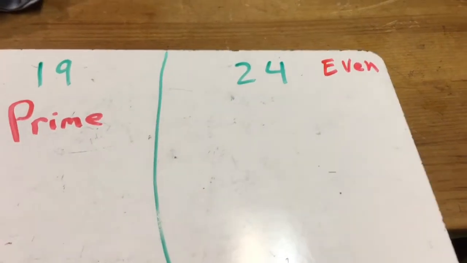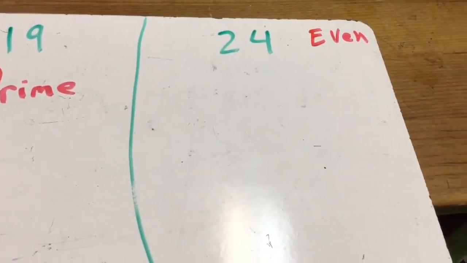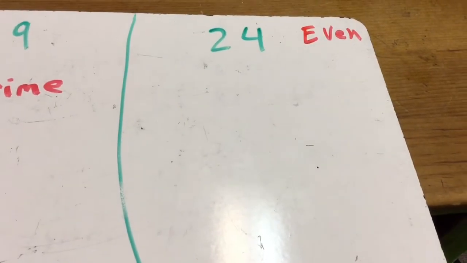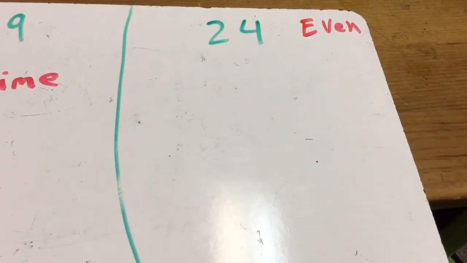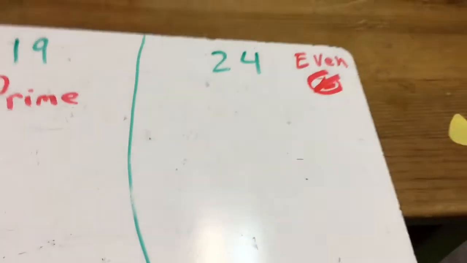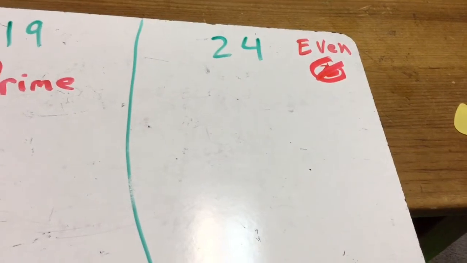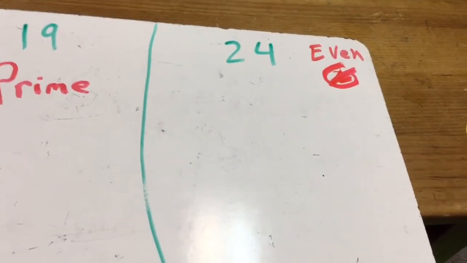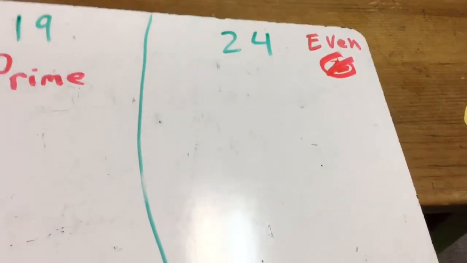Next number, 24. Notice in red I wrote even. If the number is even, it's probably not a prime number. The only number that's even that's considered a prime number is 2. 2 is a prime number because you can only divide it by 1 and 2. Okay, back to the assignment.